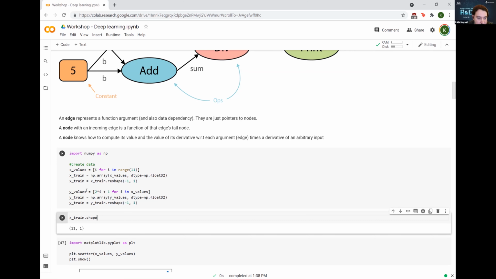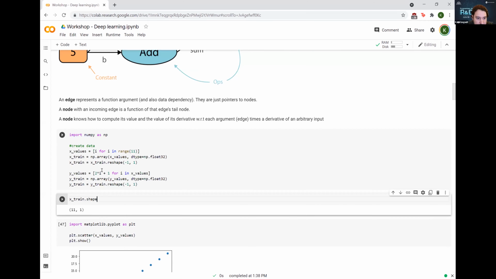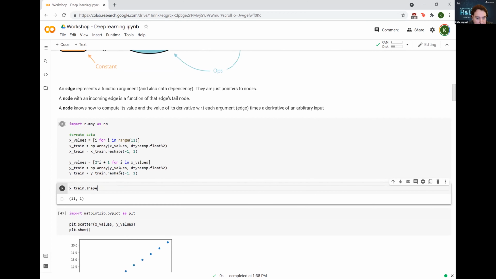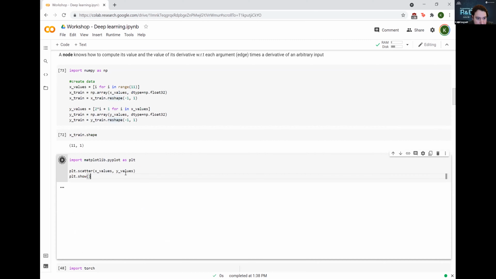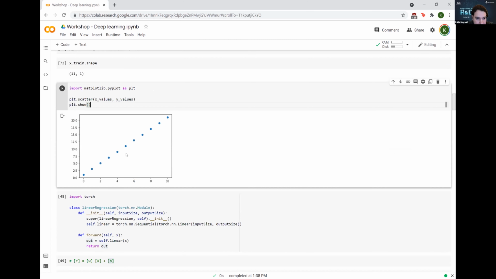I'm doing the same with the y values. I just picked this formula, 2 times i plus 1, to get the y. No particular reason for that, that was just what I chose. And then we can plot these again, and so we see we have this plot.